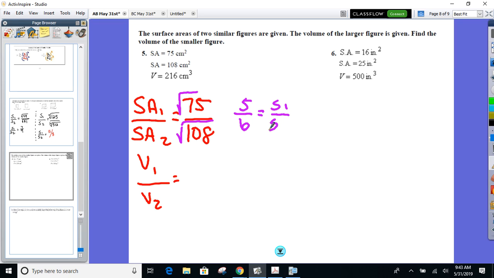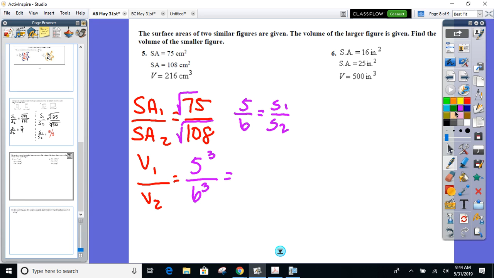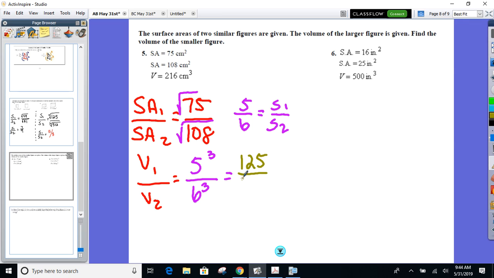Remember, that's your similarity ratio. Now, keep building off of Thomas's explanation. What do I do to this similarity ratio, 5 over 6, to get to the volume? Cube it. There you go, everybody. Cube it. 5 to the third, 6 to the third. What is your volume ratio now? Volume ratio? 125 over 216.